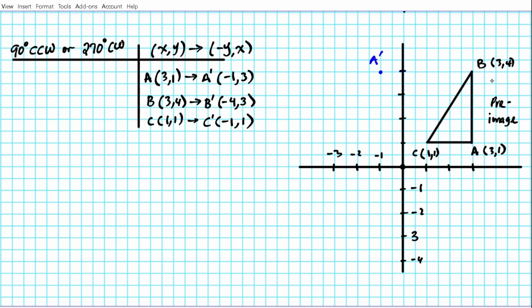B gets mapped to negative 4, 3. So we need one more tick mark here. Negative 4 and 3. 1, 2, 3.